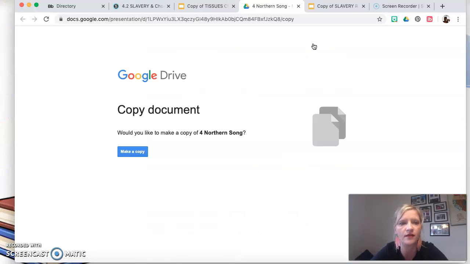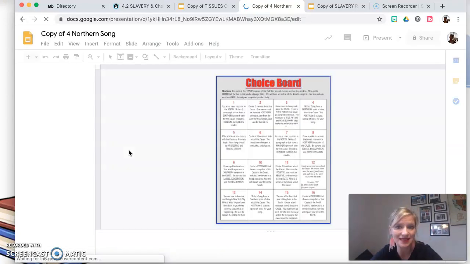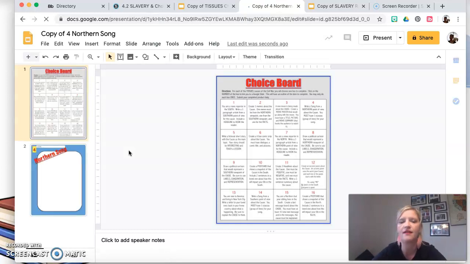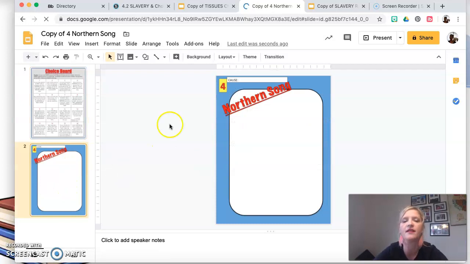So I click on 4. It pulls it up. It asks me to make a copy just like before. I'm going to make a copy because it's going to be my own copy that I get to keep in my stuff. There we go. It is right there. I have the directions on here. Remind me of 4. And this one is just giving me a square. I'm going to write my cause up there and write my song down there. So for this TISSUE, the first S, we're doing slavery to make sure that we understand why it's a cause of the Civil War. So tomorrow we get to do another S.